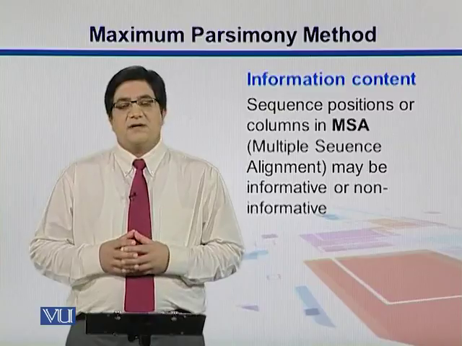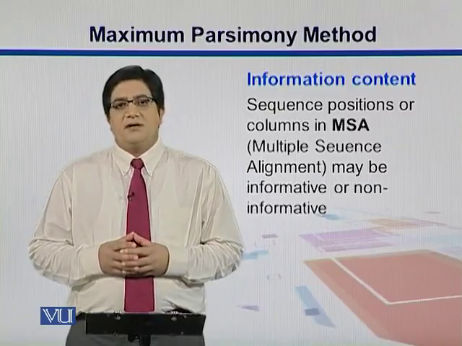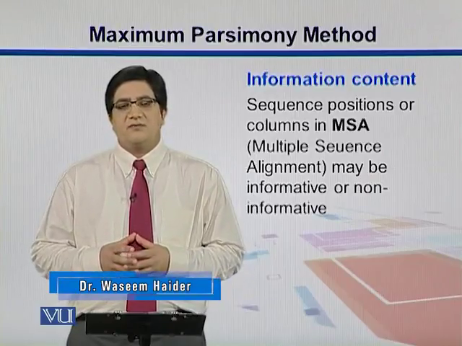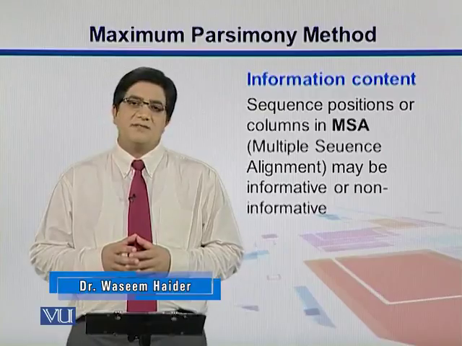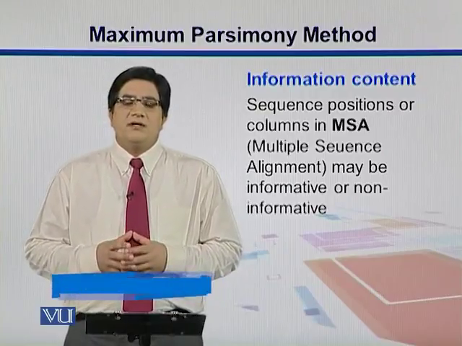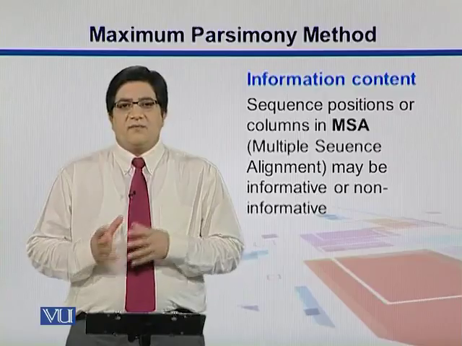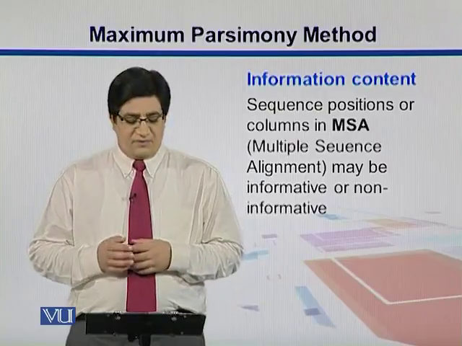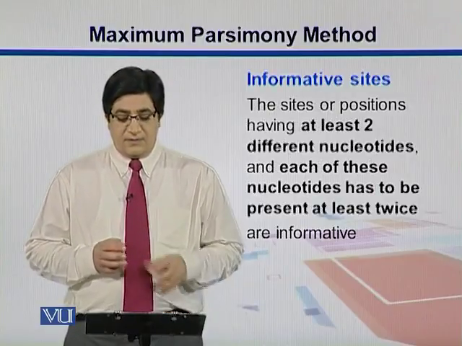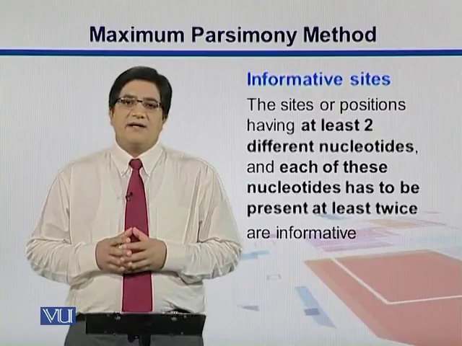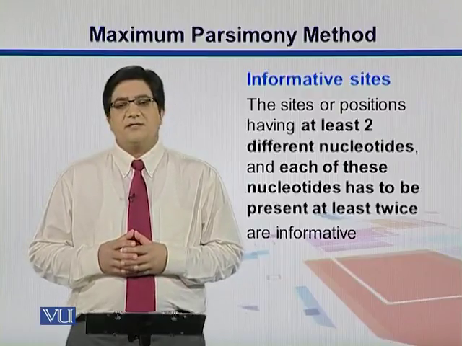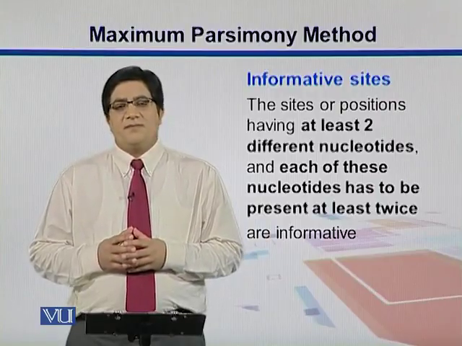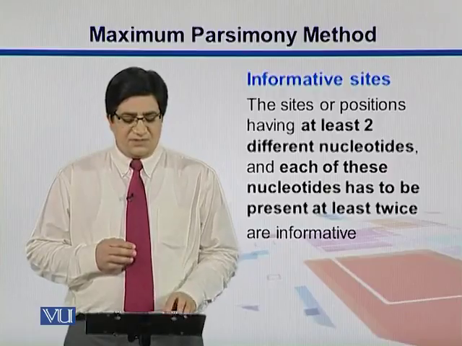In order to do this parsimony, we try to find out what information content is present in those alignments. So for example, we can come up with a multiple sequence alignment, and then we look into the sites as being informative versus less informative sites. We try to rely on the sites which are more informative. The sites which have at least two different nucleotides at the position, with at least twice representation of each of them, can be taken as informative positions.